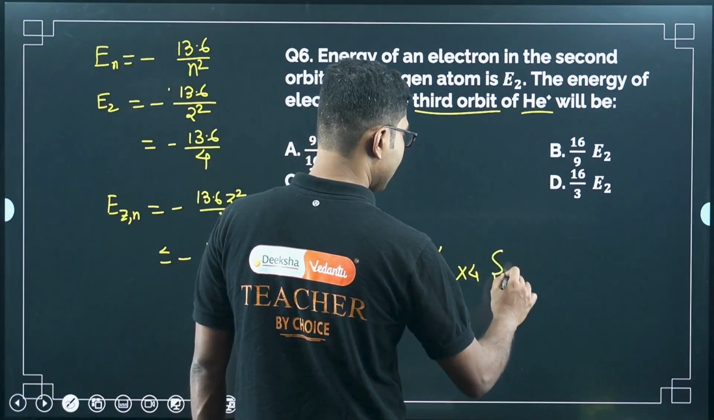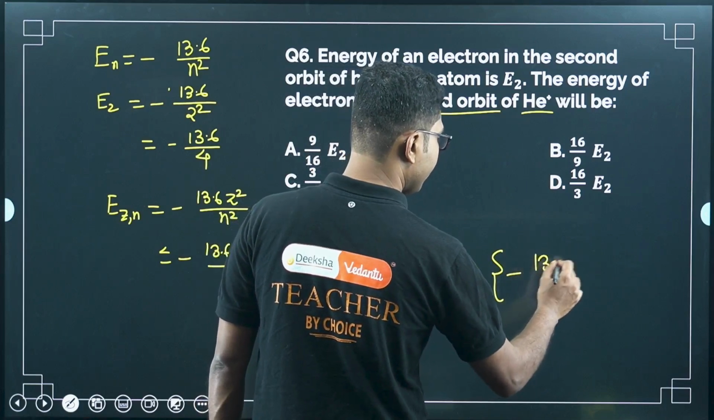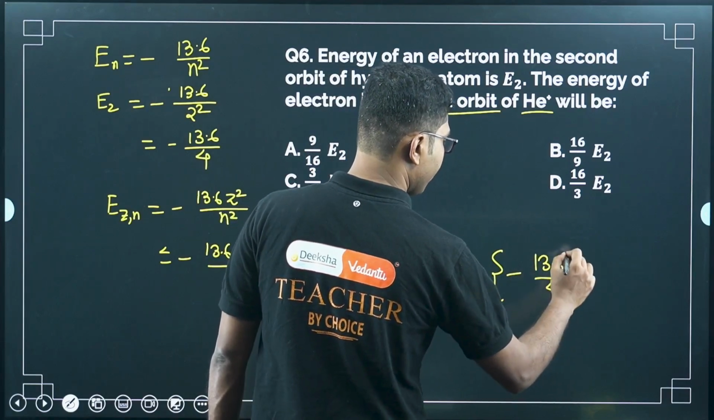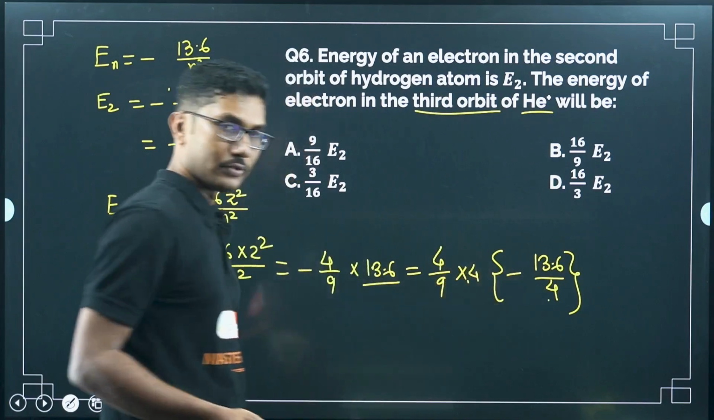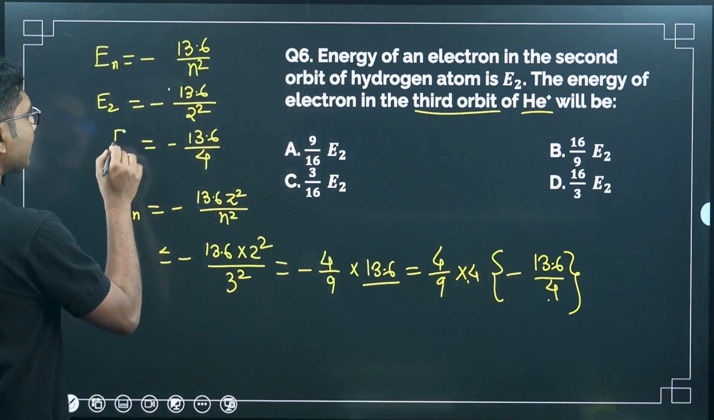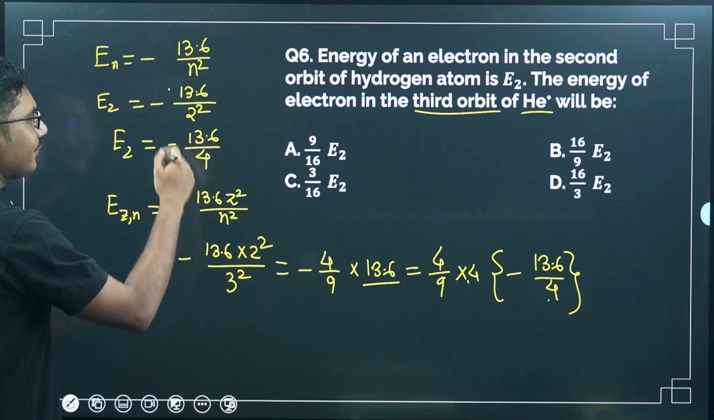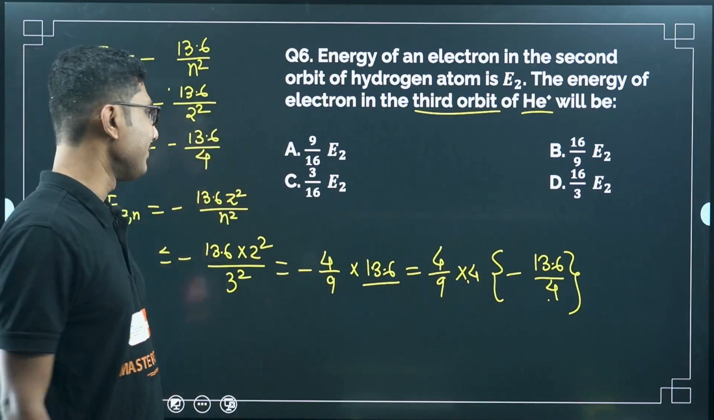Why am I doing that? You will know that very soon. 13.6 divided by 4. So what have we done? We have multiplied by 4 and divided by 4. Why? Because in the question E2 is given. So what is the value of E2? E2 is 13.6 divided by 4.